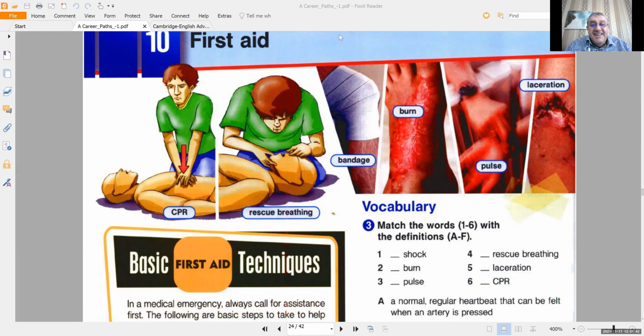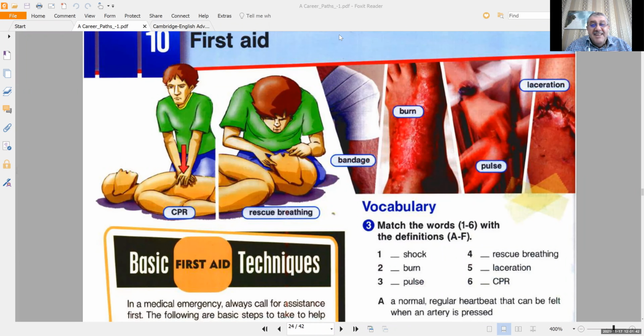Now we are going to move to the next vocabulary exercise. So we have matching. Match the words 1 to 6 with the definitions A to F: shock, burn, pulse, rescue breathing, laceration, and CPR.